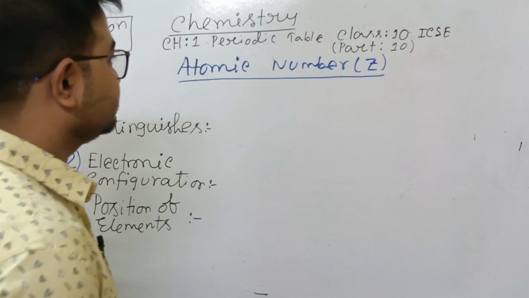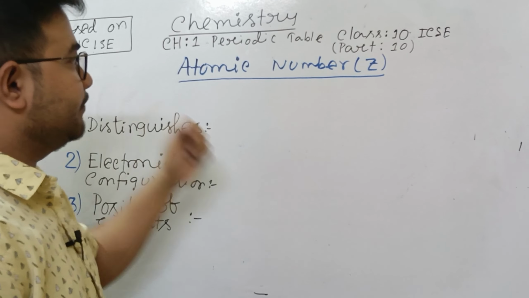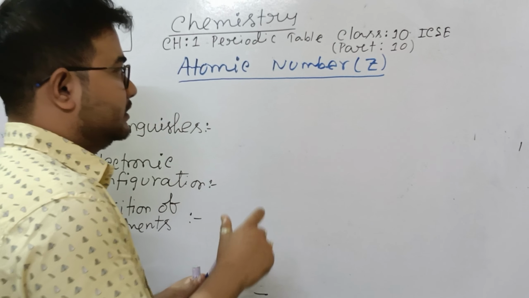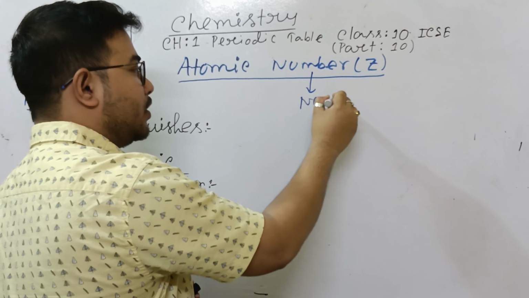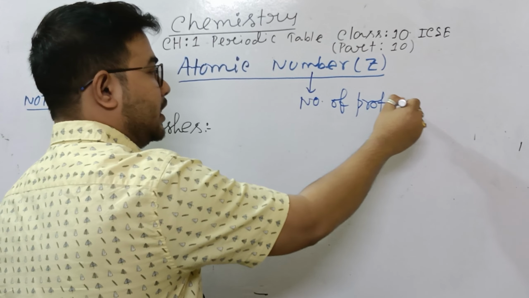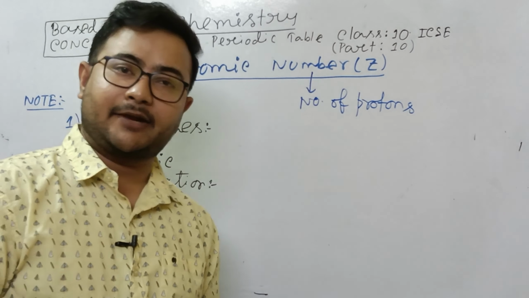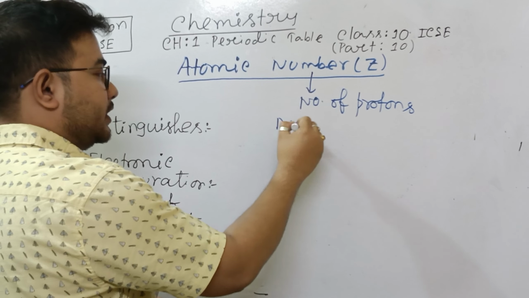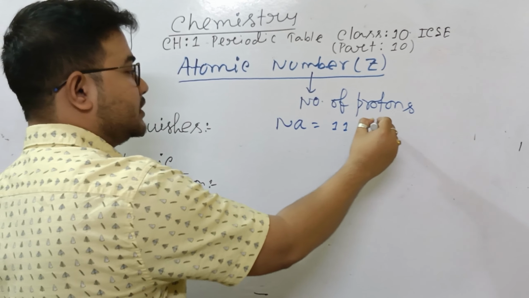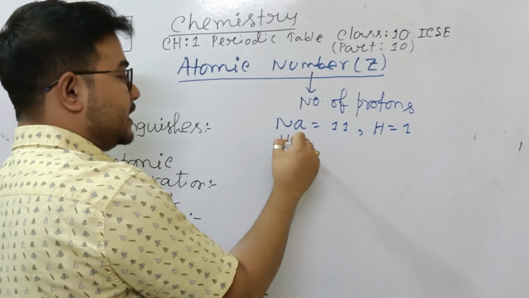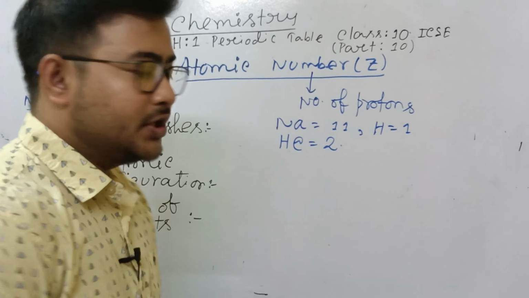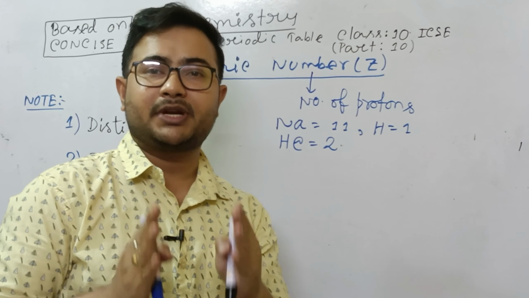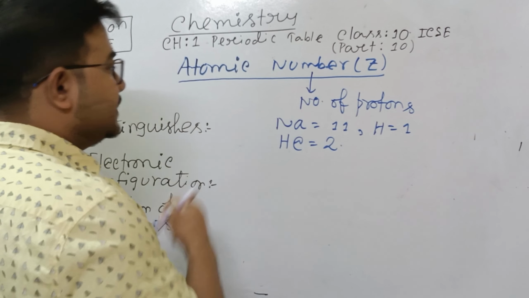So let's get started. According to the Concise, that is Selena, today we have the first topic, atomic number. What is atomic number? Atomic number means number of protons present in an atom. This is the atomic number. So, for example, if you take sodium, its atomic number is 11. If you consider hydrogen, atomic number 1. If you consider helium, atomic number 2. So atomic number means number of protons. It is the definition, number of the protons present in an atom. Okay, this is the first point.